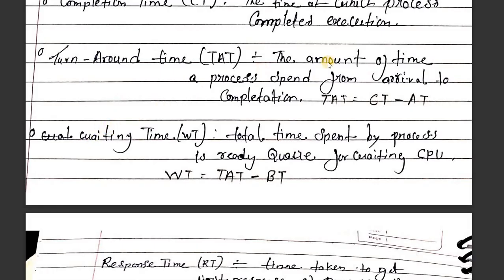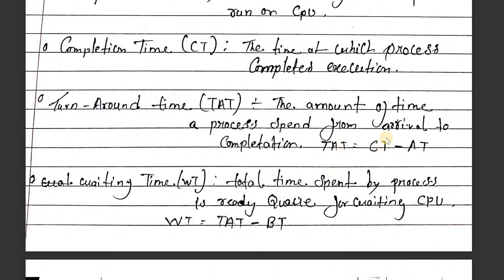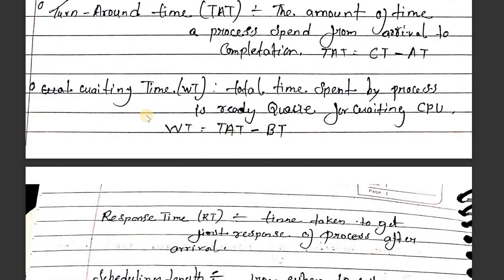The turnaround time is the amount of time a process spends from arrival to completion. Here the formula is that turnaround time is equal to completion time minus arrival time. The waiting time is the total time spent by the process in the ready queue waiting for the CPU.